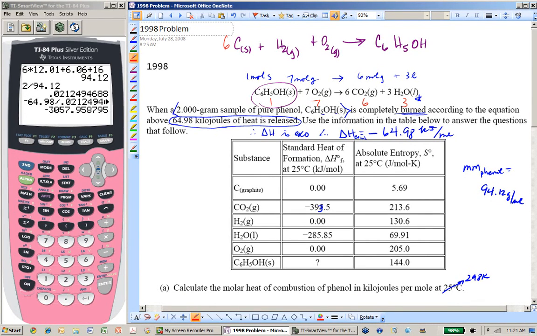Put a 6 there. I have 6 total H's. Be on the lookout for the fact they're in 2 places. So I need a 3 there to get 6. But I only have 1 oxygen, and I cannot come over here and double this and then go back and double everything else. By definition, I'm forming how much? 1 mole. So I need to put a half in there.